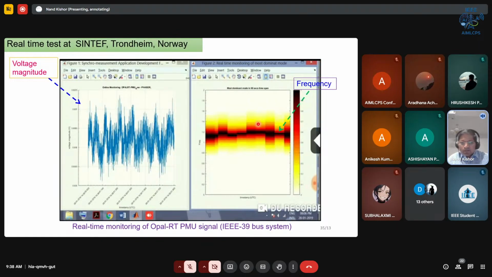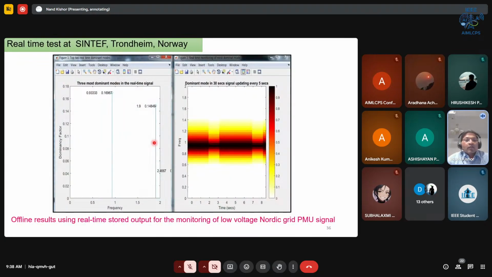And this is another result to show. We had the voltage magnitude live stream, and then the frequency information for the voltage signals. This was another case, but it was the case of offline results here, where the real-time signal was stored from the PMU installed in the Nordic grid.